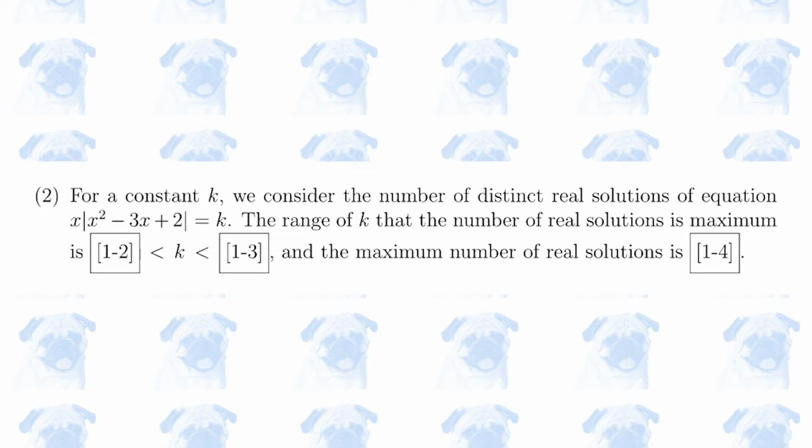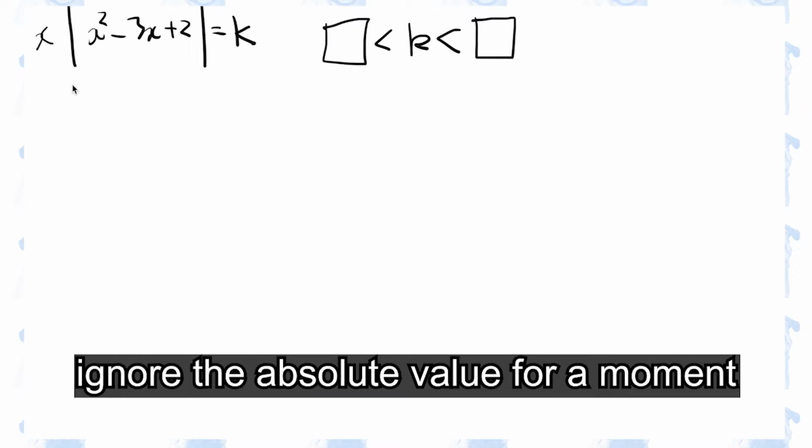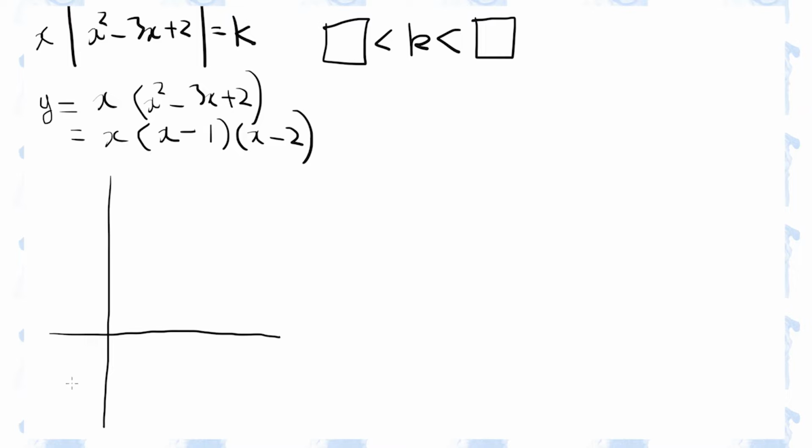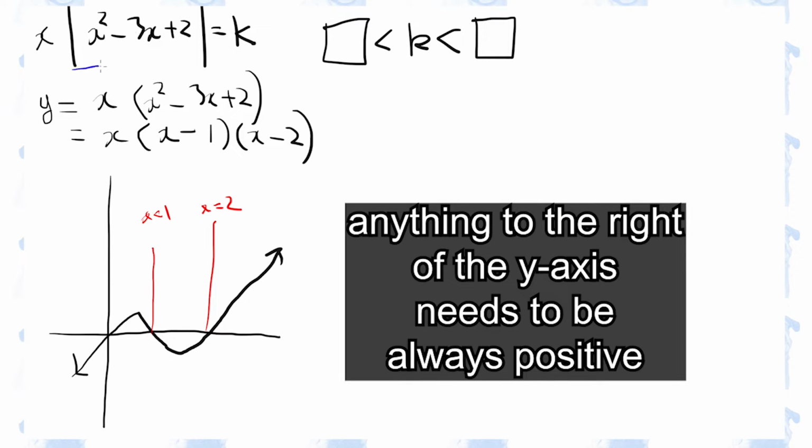Number 2. Let's ignore the absolute value sign so that we can visualize what's happening. So we have a cubic function. And let's factorize. So the graph of this cubic function looks like this. And since this part is inside the absolute value sign, this portion of the curve needs to get flipped upside down like this, so that the graph stays above the horizontal axis.